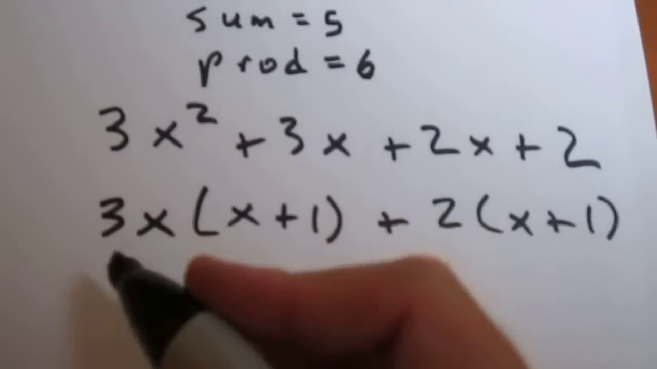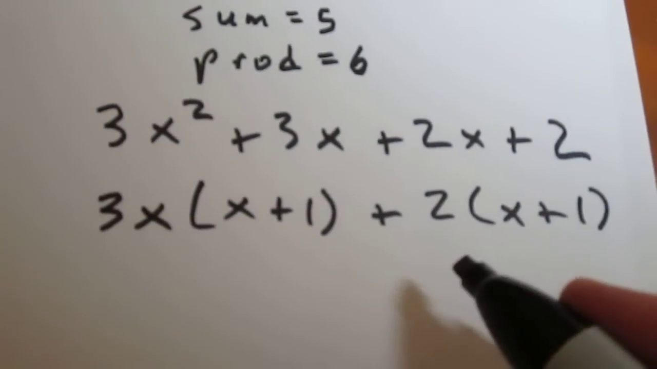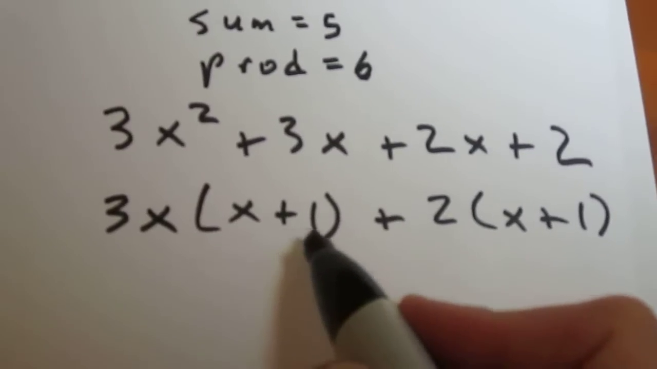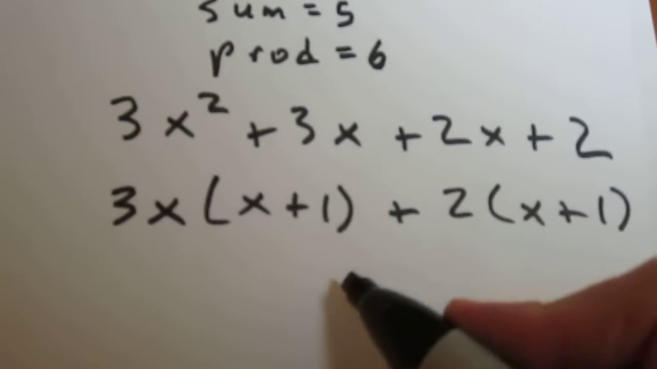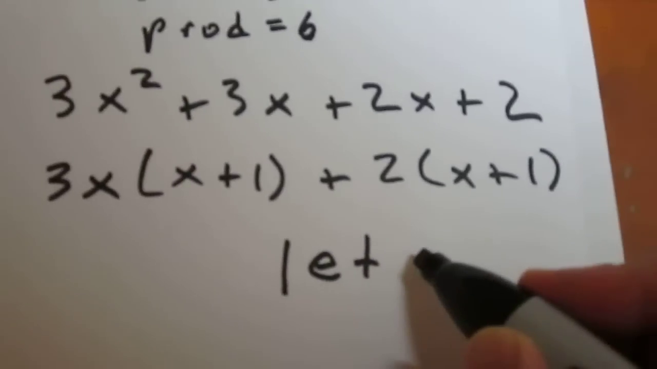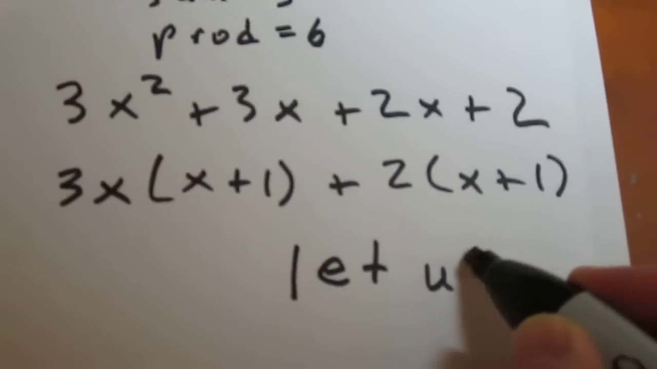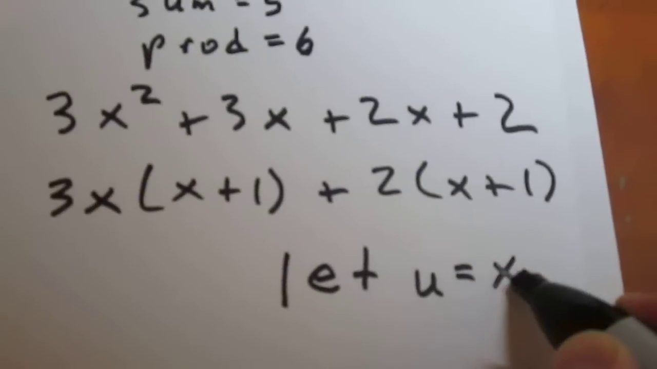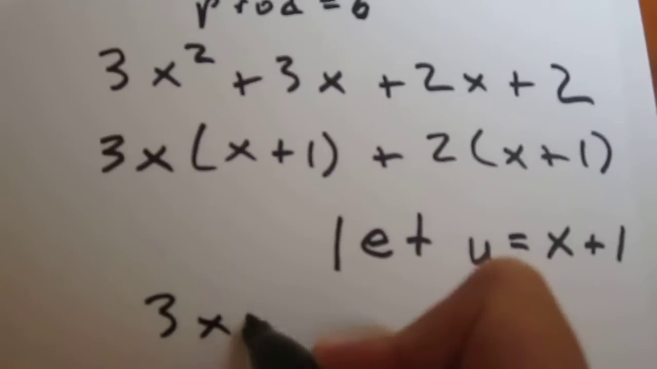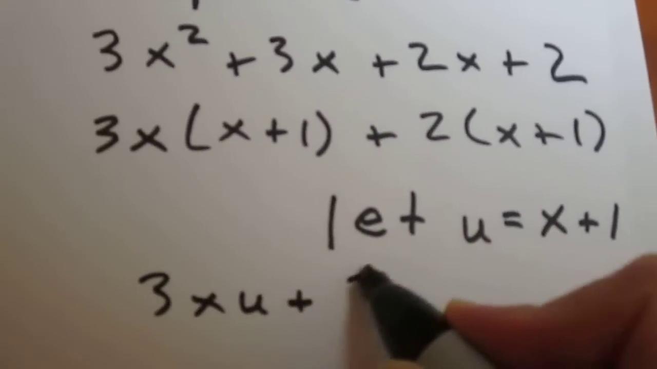And perhaps the best way to explain this next part, the theory of it, is to let this x plus 1 be a new variable. You don't have to show this necessarily when you're doing a question, but I want to explain the theory behind it. We let u equal x plus 1. So what we really have is 3xu plus 2u.